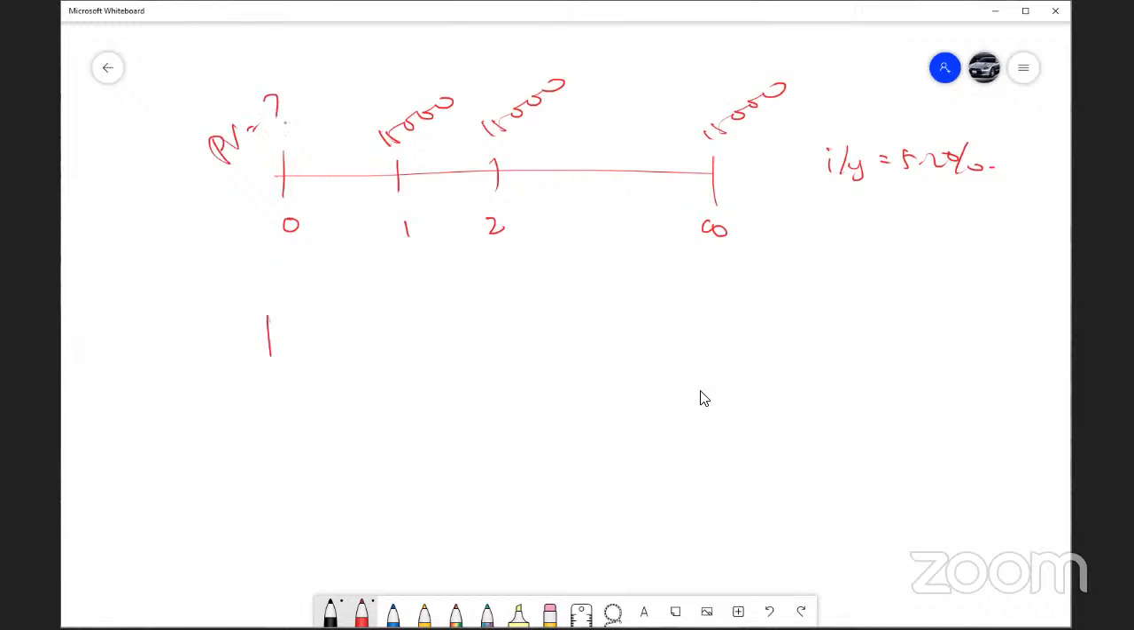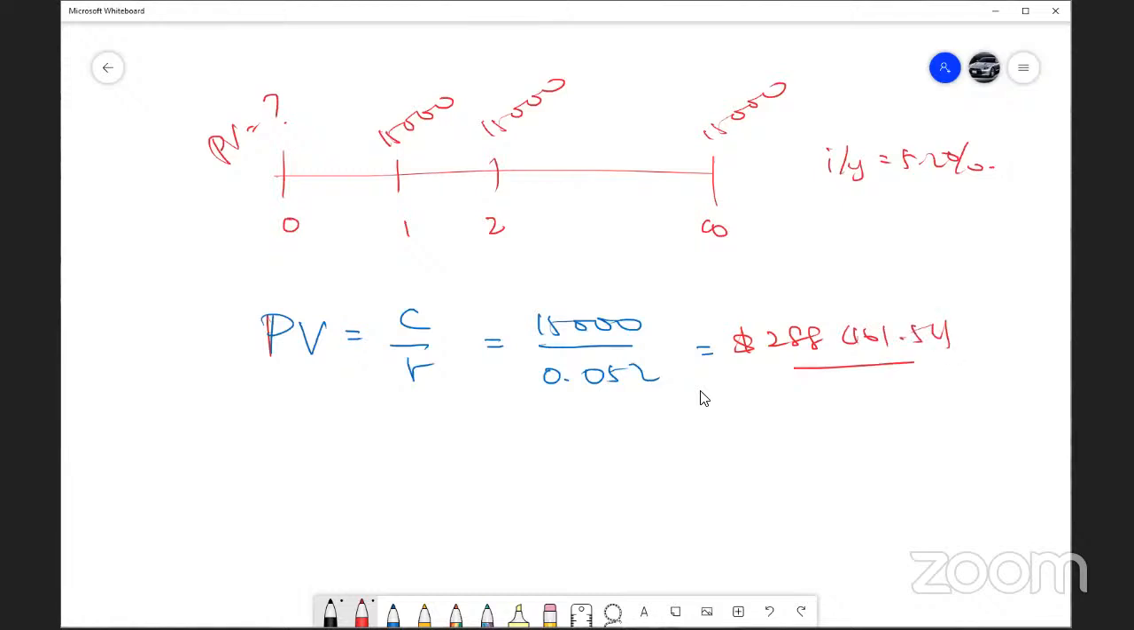So PV, so just use a PV lah. PV equals to C over R: 15,000 divided by 0.052. Okay, that means to pay for this benefit, you pay 288,451.54 now to get this benefit. A lot of money.